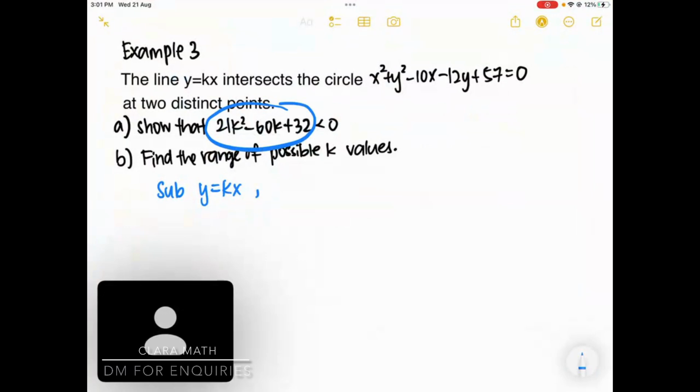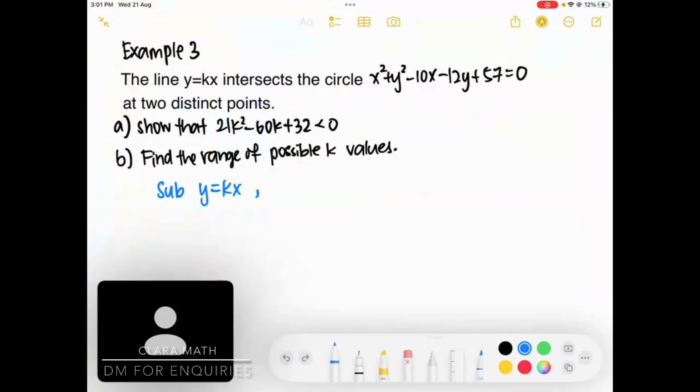So when the x and y are not there, it's just a letter like k, or A, B, those kinds, then we can think about the discriminant, because when we use the discriminant b squared minus 4ac, we do not take the x and y's. We only take their coefficients. So first thing, we will sub in the line into the circle. Okay, let's do that.